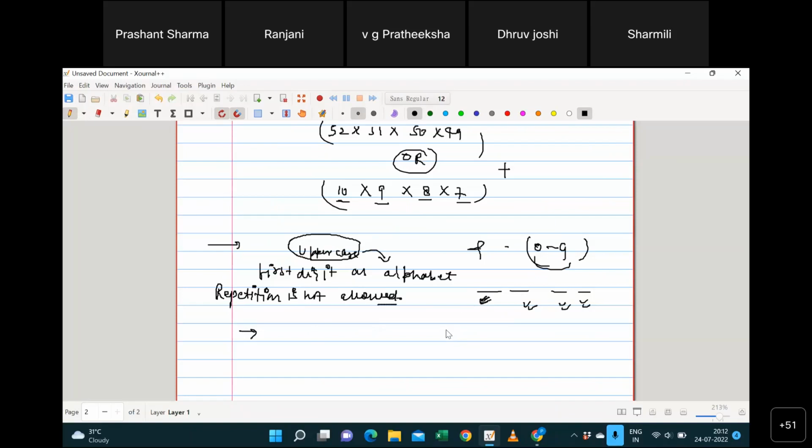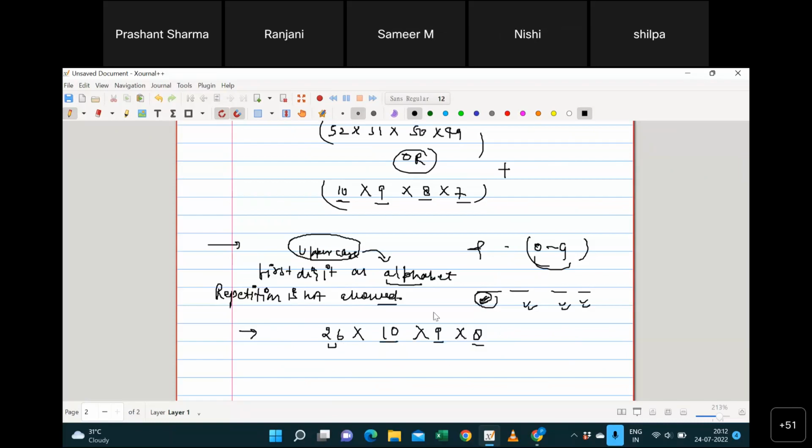Only numeric. At first the case, it can be 52, 51, 50, and 49 as usual. No previous. Second, I said she can use only the uppercase 26 alphabets. So for the first place, it will be 26 into 10 into 9 into 8.